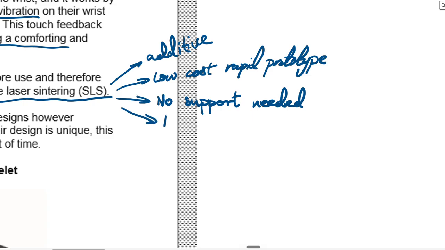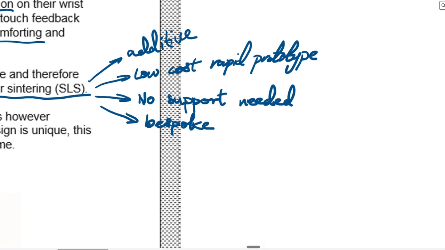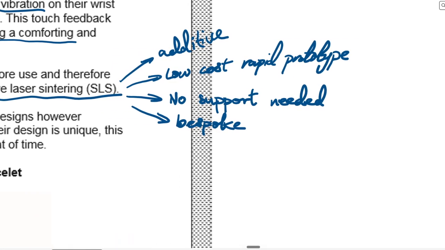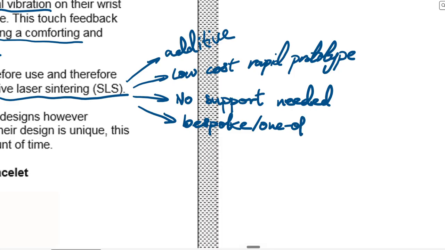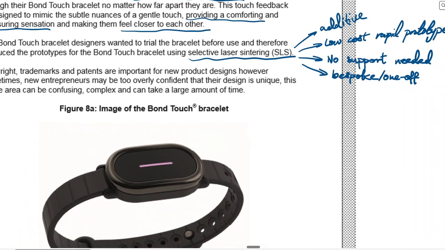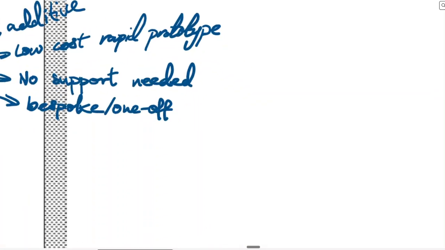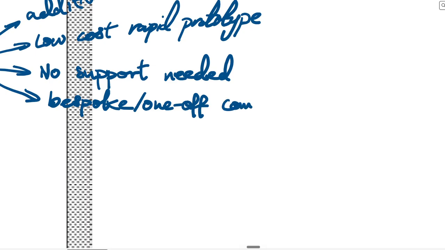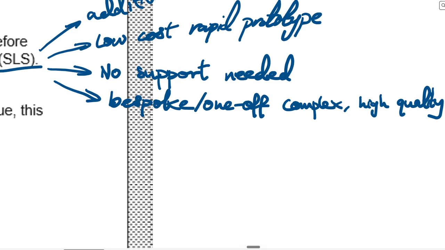And it's typically used for bespoke, which means one-off, and sort of high quality, high personalization. And since this is a one-off product, right? So bespoke one-off, it's a prototype, right? So it's very customized. There's nothing that looks specifically like this, right? They're building a new product. So bespoke one-off prototype that, let's say, has complex geometry, complex, high quality, right? And so we can mention any of those.